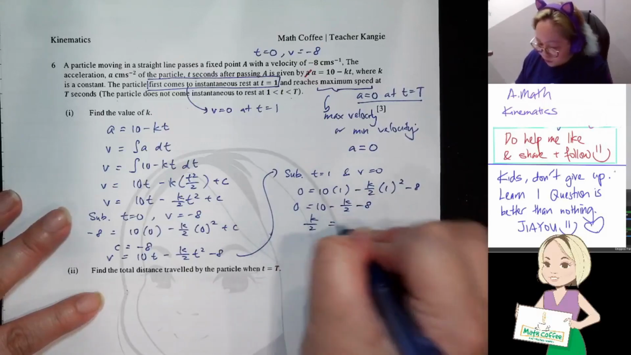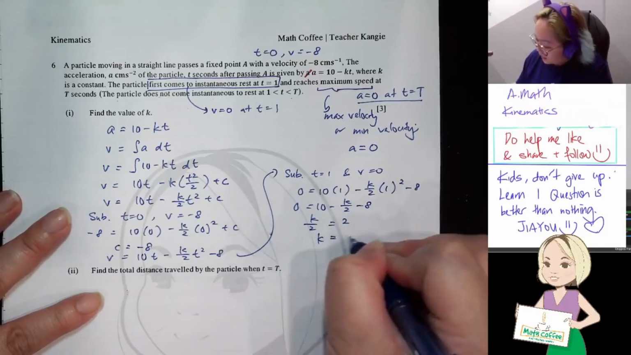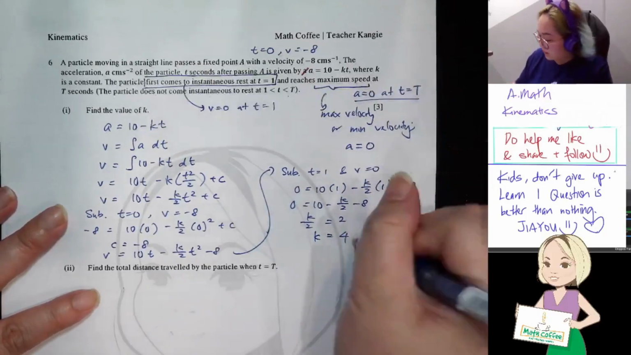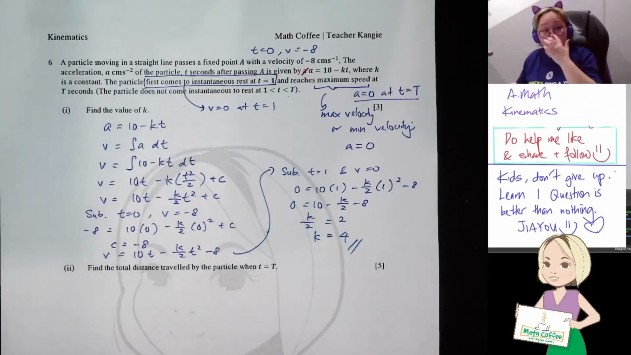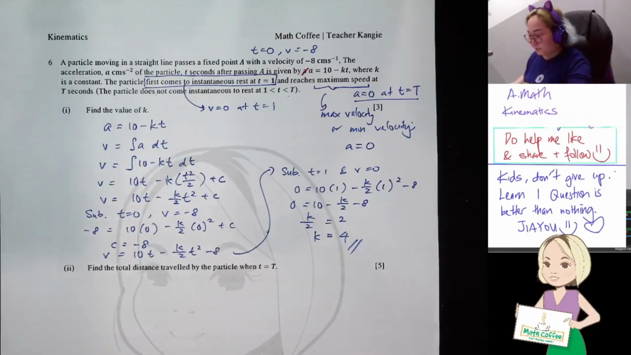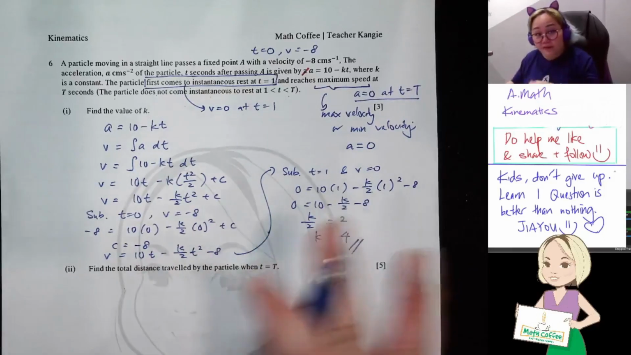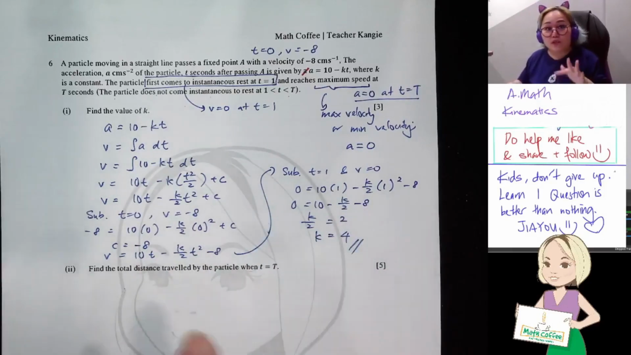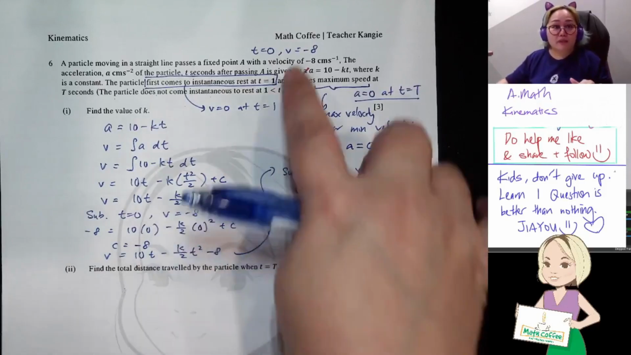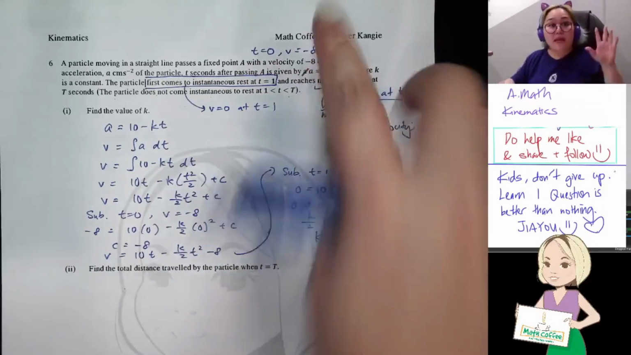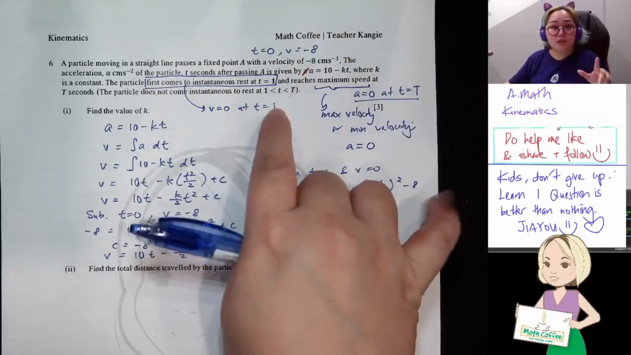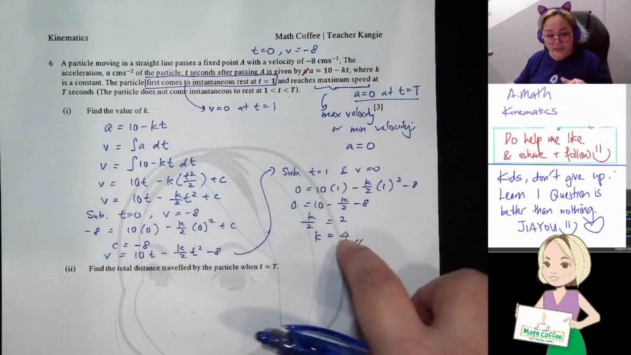k over 2 equals 2. So therefore, k equals 4. Solved. Done. Okay? So you need to be very careful what you're subbing in. You see over here, I make use of the t = 0, v = minus 8, and I also make use of the v = 0, t = 1 in order to solve my k.